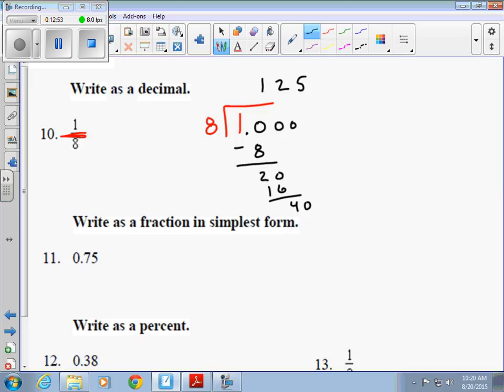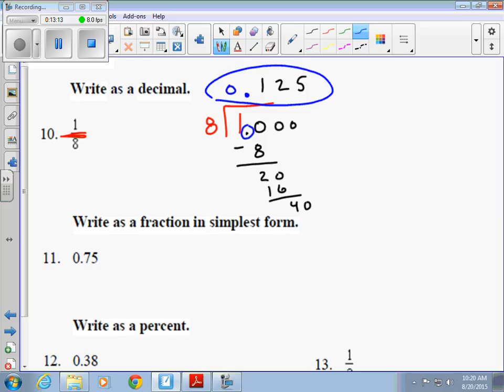Now we know that's not an accurate number, 125, because it's not 1,000 divided by 8. It's 1 divided by 8. So that decimal is actually right here, just right above it. It's stacked right above that one. 0.125 is the decimal equivalent.